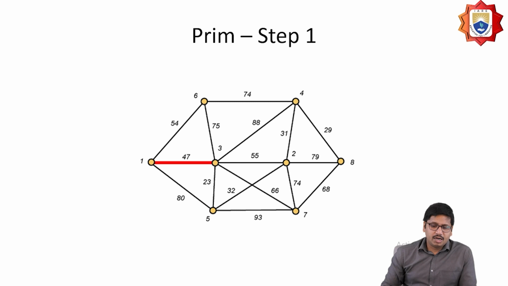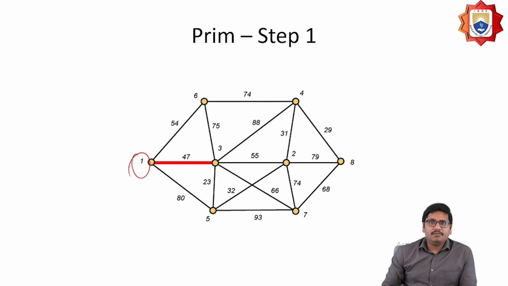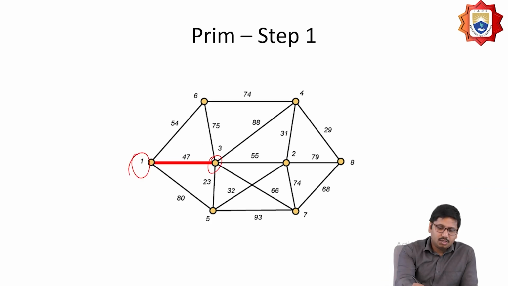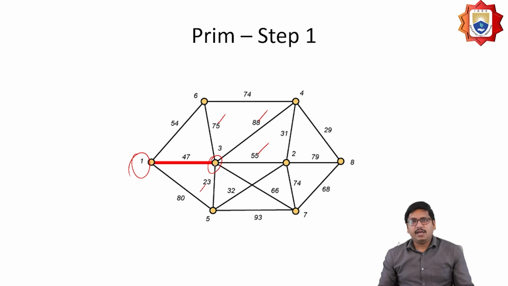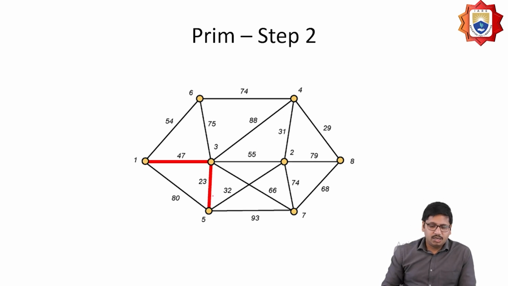So for this given graph, initially I'm going to start from vertex one. From this I'm going to select the next minimum edge of the graph. So what are the possible edges here? 75 is there, 88, 55, and then 32. Among all these edges, I have to find the next minimum edge. What is it? That is 23. So I'm going to select 23 as the edge.